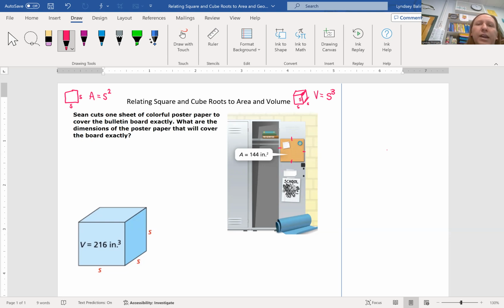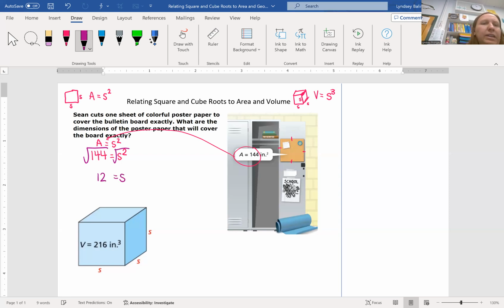Okay. So the area we know is 144. So if area equals S squared, we can stick that area in where the A is. So area is 144, and we don't know the side, and that's what we're trying to figure out. So 144 equals S squared is the technical equation we're solving. And then we would square root both sides, and S would be 12.